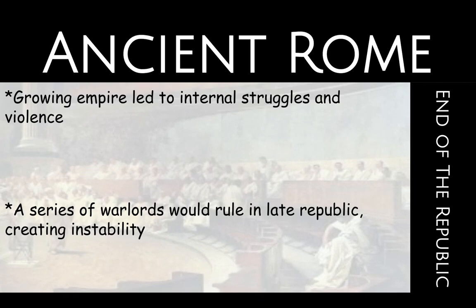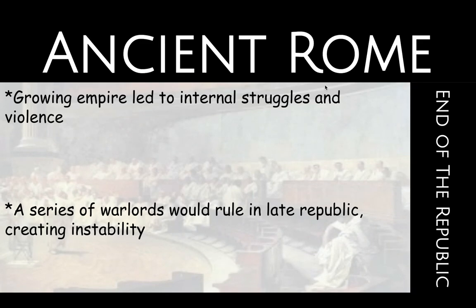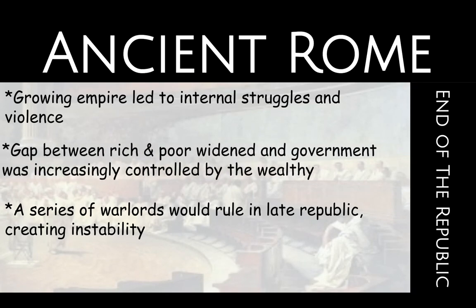Anyway, so growing this huge empire will lead to its actual downfall. It leads to internal struggles and violence. The gap between the rich and the poor will get bigger and bigger, and the government would become increasingly controlled by the wealthy. So a series of warlords will gain control of the Roman Republic, and that created quite a bit of instability in the Republic.